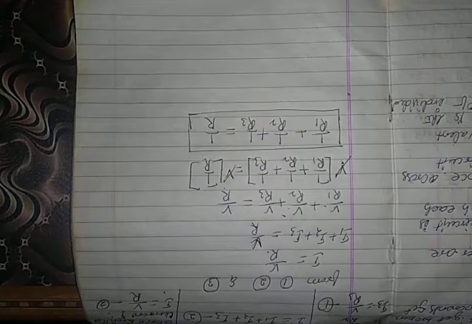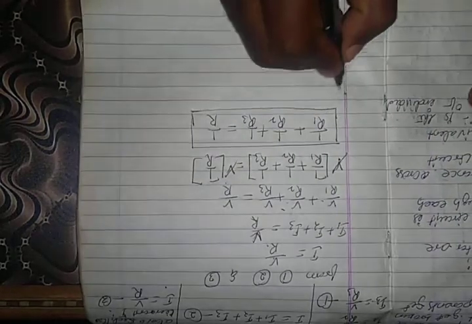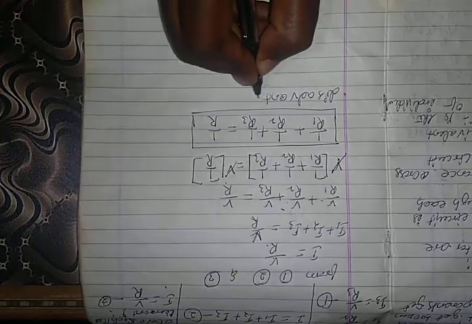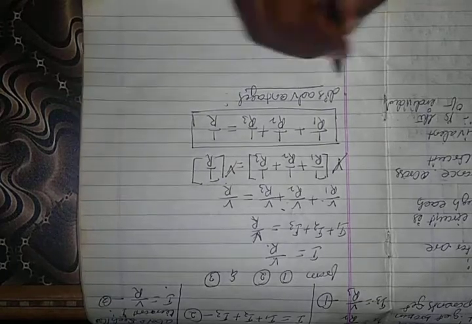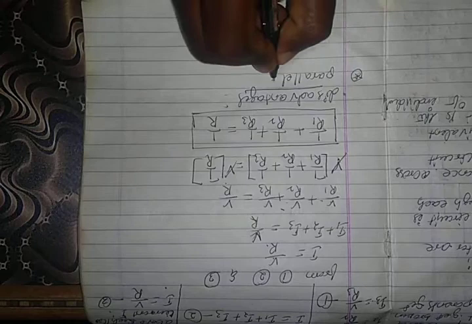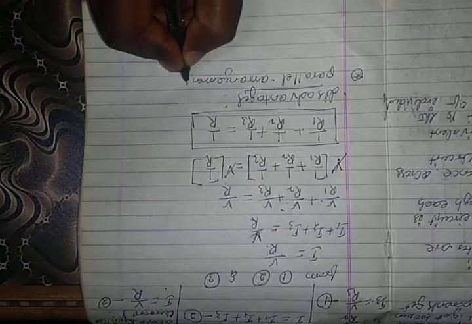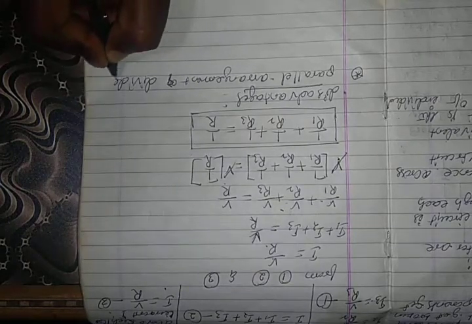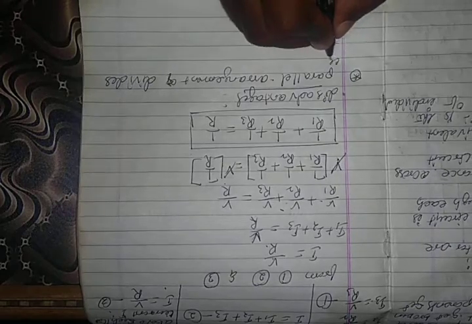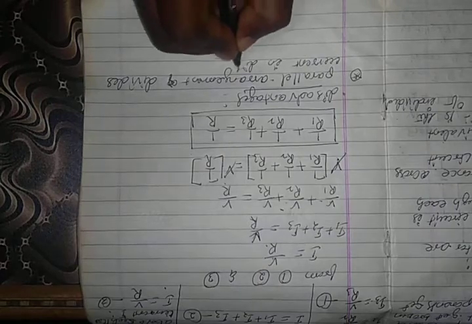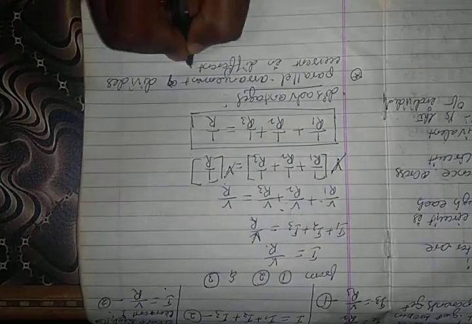Here also there are some disadvantages. So what are the disadvantages? The first one is that the parallel arrangement divides current in different branches.